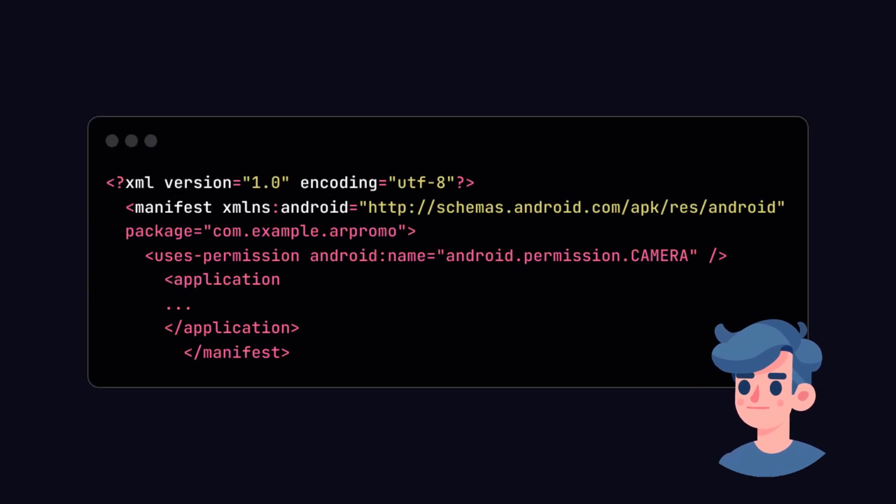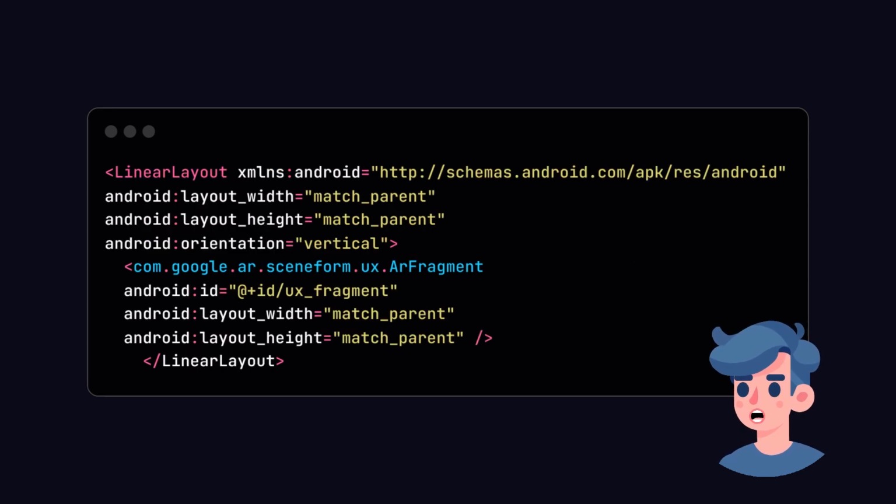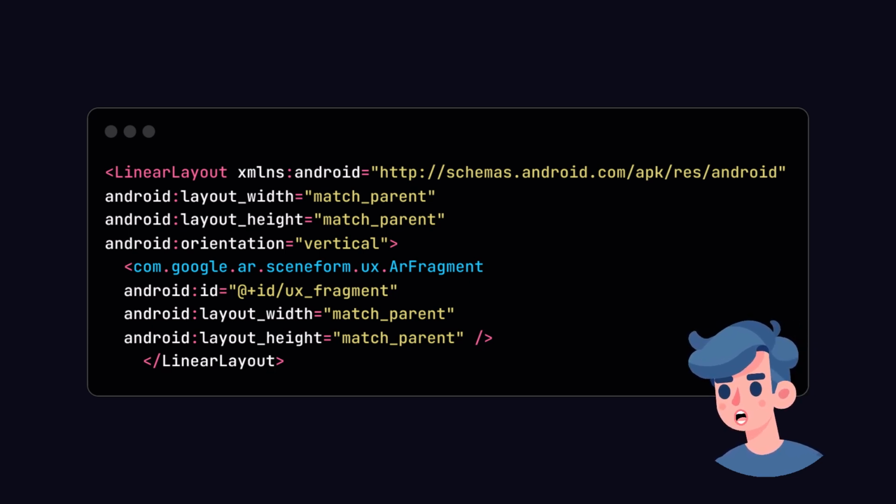Now that we set up our project, let's add the necessary permissions to our Android manifest.xml. AR requires access to the camera, so make sure you add this line to your manifest to request camera permissions at runtime. We will now create an AR fragment in our project. Create a new fragment called ARFragment. This fragment will serve as the container for our AR experience. In the layout XML file of your fragment, we will place an ArSceneView component.